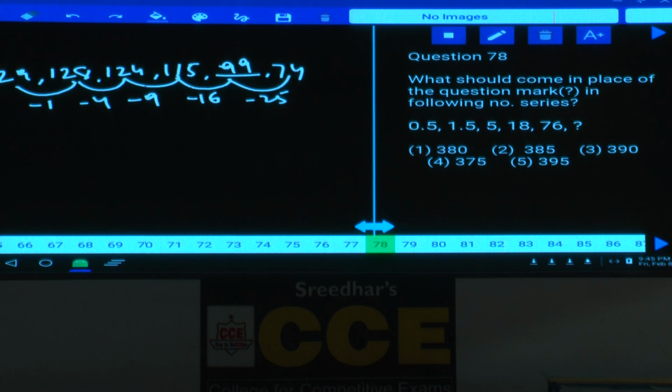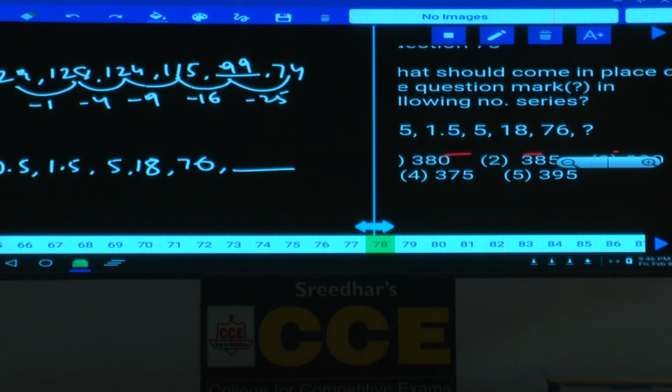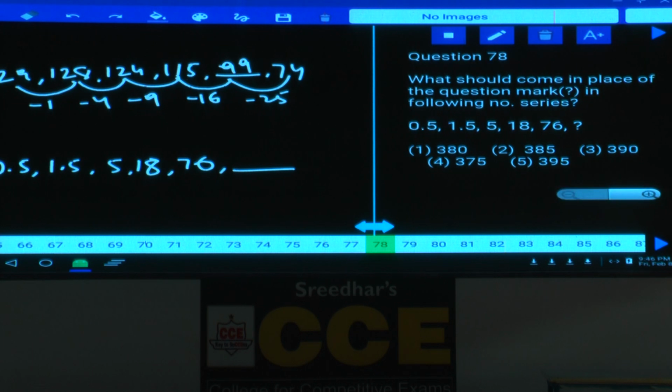Then question number 78. Now in this 78: 0.5, 1.5, 5, 18, next one is 76. If you observe, the choices are in around 300s, isn't it? Now it is starting with 0.5 and the choices are in around 300. The numbers are increasing at a very fast rate. It must be under product or combination. Product is not possible in between 1.5 and 5. Hence it must be under combination, and in the case of combination we should always check out at the highest pair.